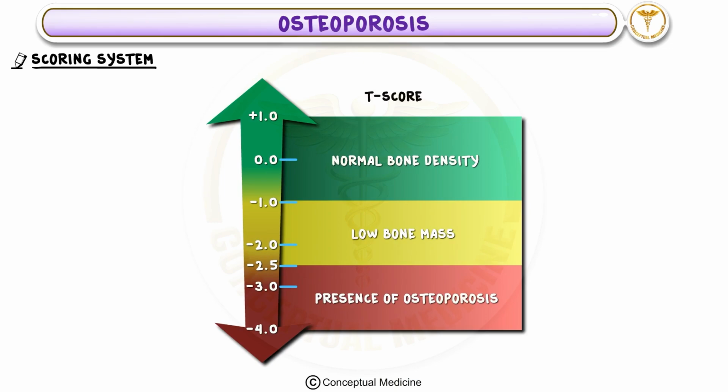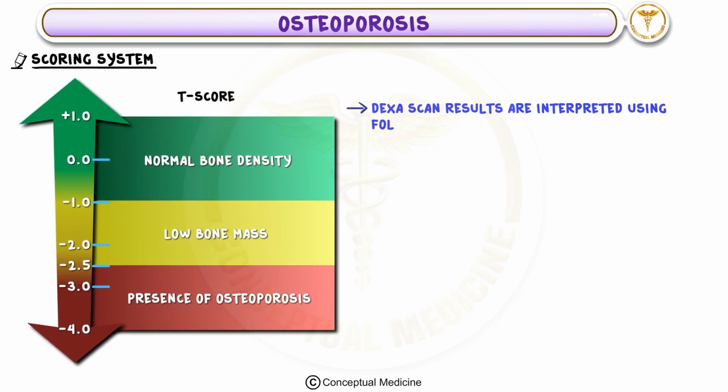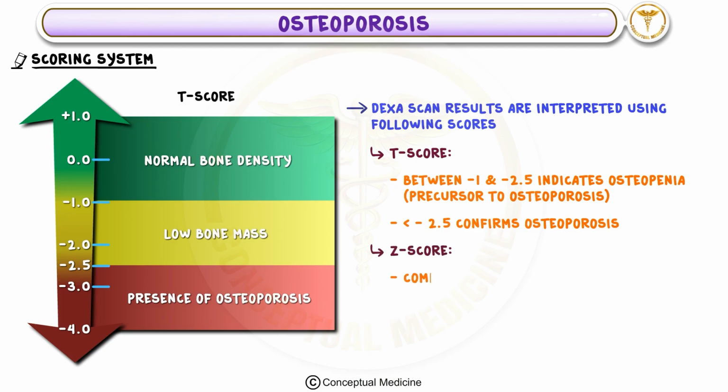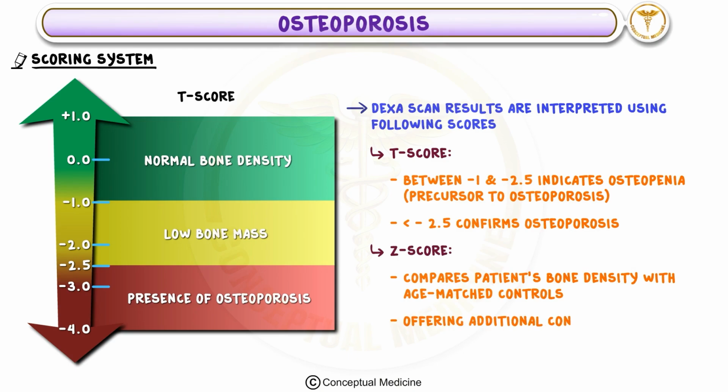Scoring system. The DEXA scan results are interpreted using the following scores. T-score. A score between -1 and -2.5 indicates osteopenia, a precursor to osteoporosis. A score of less than -2.5 confirms osteoporosis. Z-score. This compares the patient's bone density with age-matched controls, offering additional context, particularly for younger patients.